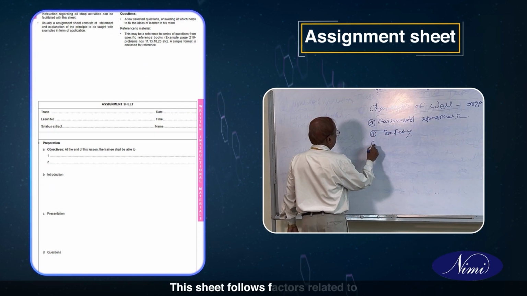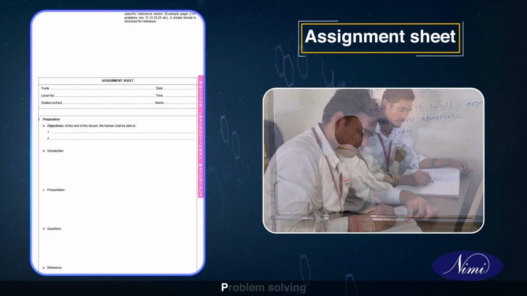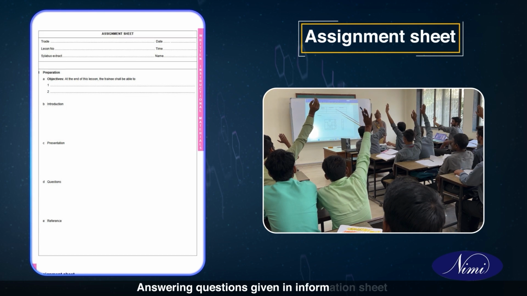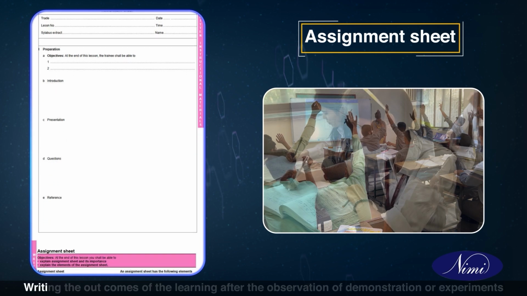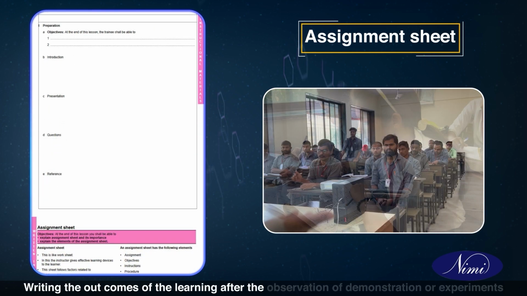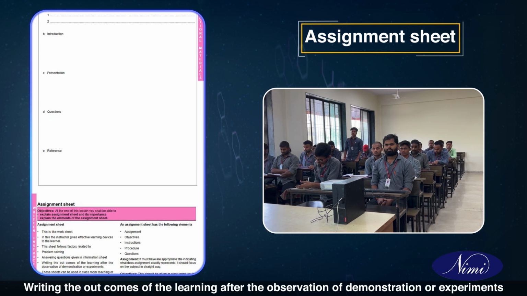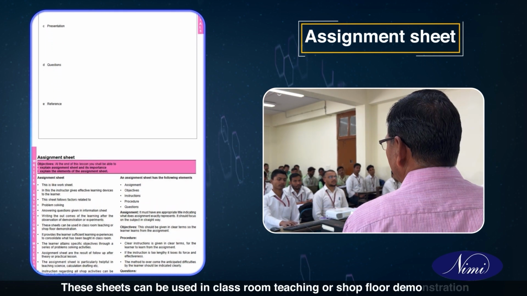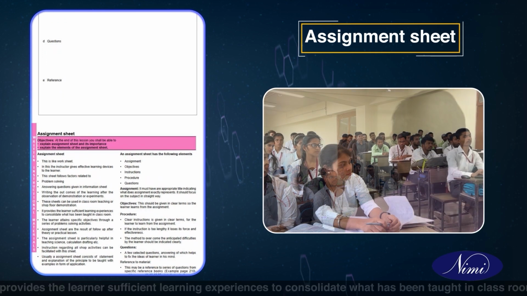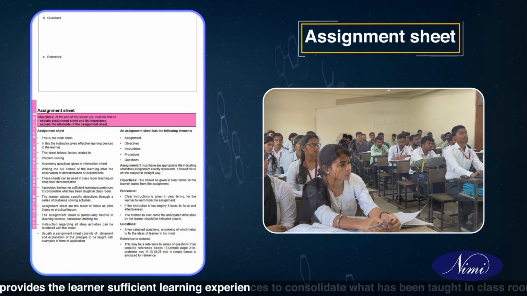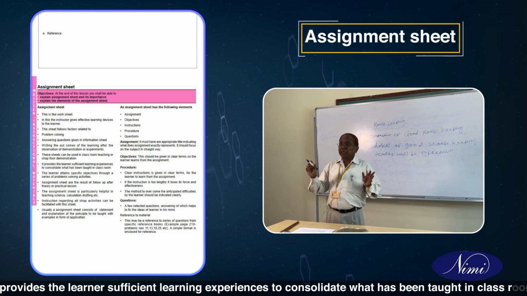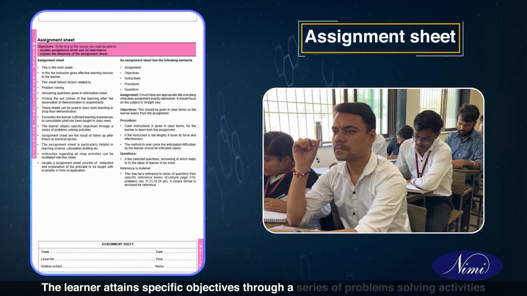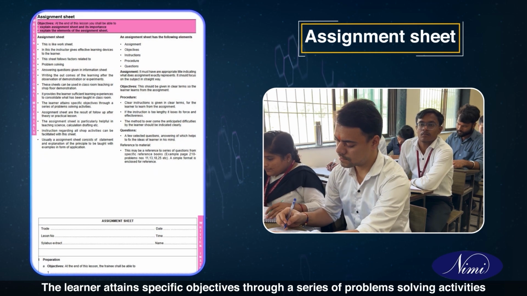This sheet follows factors related to problem solving, answering questions given in information sheet, writing the outcomes of the learning after the observation of demonstration or experiments. These sheets can be used in classroom teaching or shop floor demonstration. It provides the learner sufficient learning experiences to consolidate what has been taught in classroom. The learner attains specific objectives through a series of problem-solving activities.